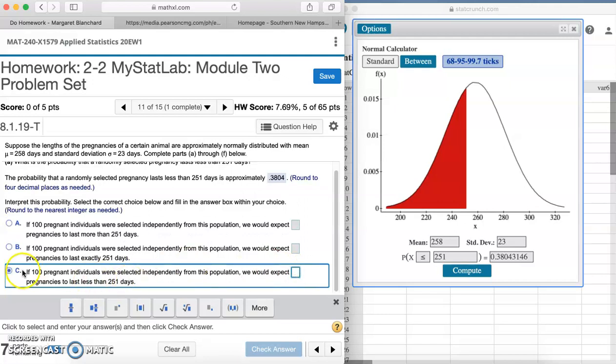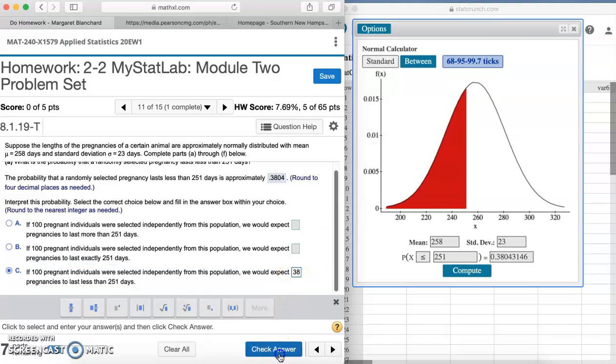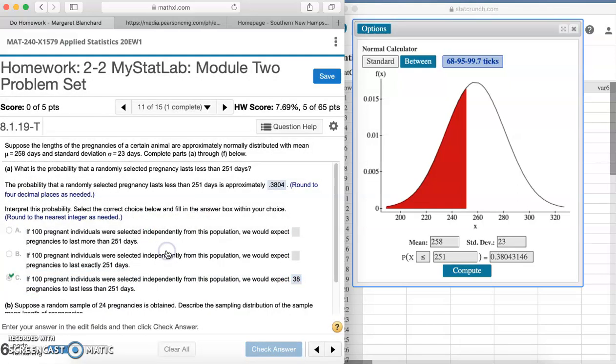Well, this is our new N, right? We're saying if 100 of these pregnant individuals were selected, we would expect, that's our probability. So we need to multiply 100 by 0.3804. And it says round to the nearest integer. So if we round that, we get 38, because 0.3804 times 100 would be 38.04. But once we round it to the nearest integer, we get 38. Let's check our answer. Nice work.